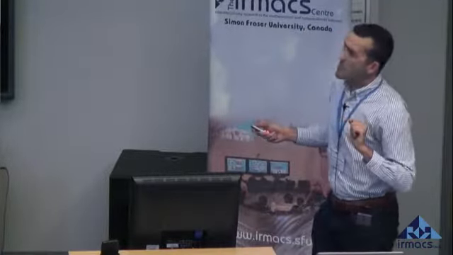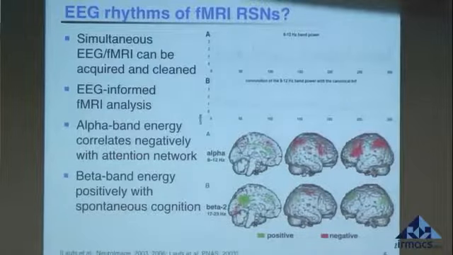And so Laufs and colleagues, in 2003, did an EEG-informed fMRI analysis where they built a regressor out of the alpha band energy, which is around 10 Hertz. They convolved that signal with a hemodynamic response function, which is a simple model for the system response between the neural activity and your BOLD fMRI signal. And they found that there is a network that correlates with this alpha band informed regressor. It's something known as the attention network.